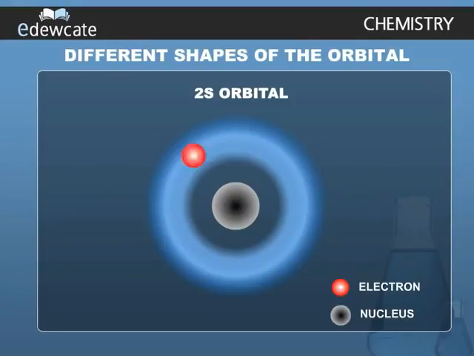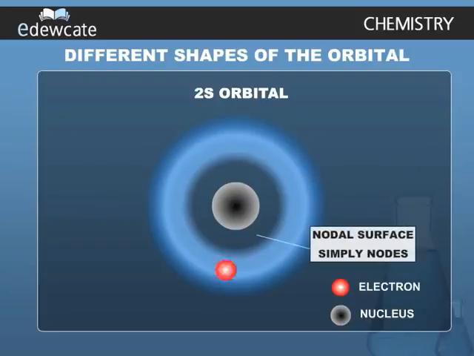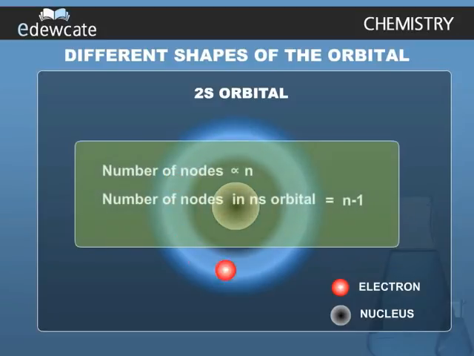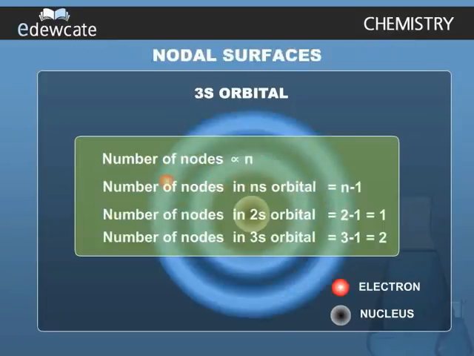The region where this probability density function reduces to 0 is called nodal surfaces, or simply nodes. In general, it has been found that an ns orbital has n-1 nodes. That is, the number of nodes increases with increase of principal quantum number n. In other words, the number of nodes for 2s orbital is 1, 2 for 3s orbital, and so on.